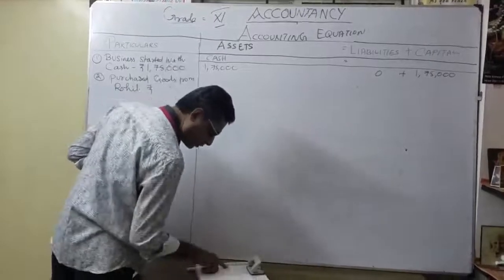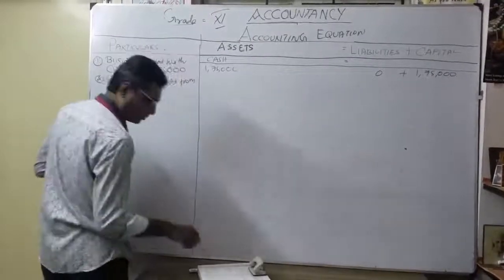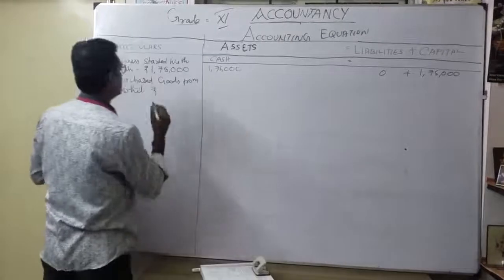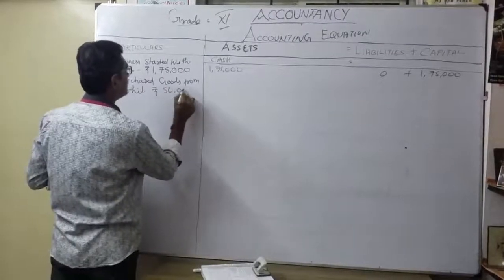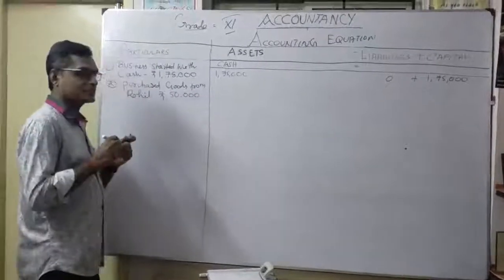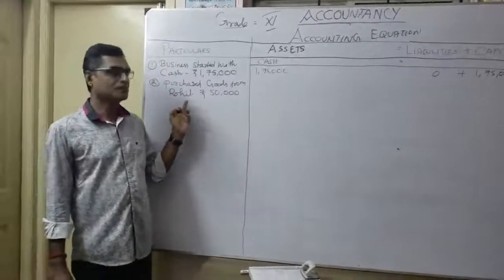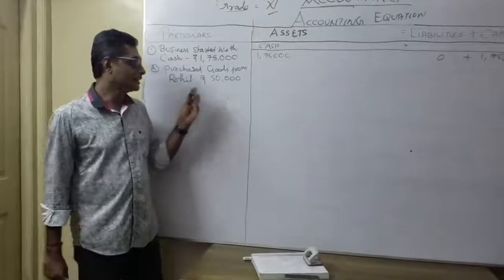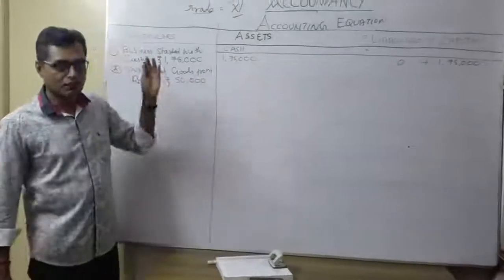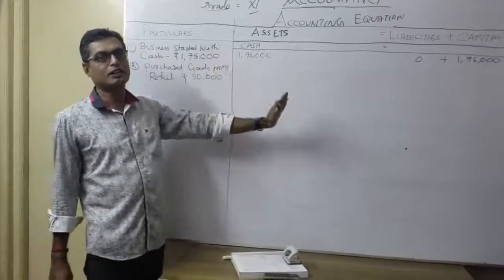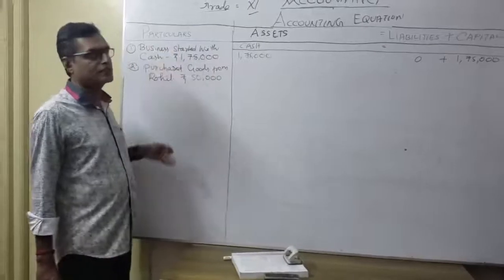Okay, so purchase goods from Rohit, how much? 50,000. Okay, 50,000. So how to write the equation? That's what you want to discuss. First you want to identify what are the variables affected, then what are the effects of the transaction, thereafter the equation. Okay, in the last previous class we discussed each one individually. Now we are collecting each and every transaction, right?